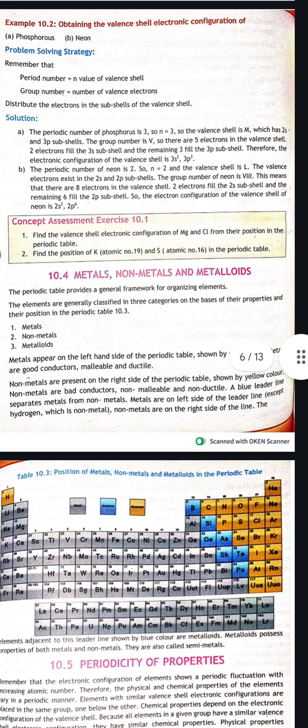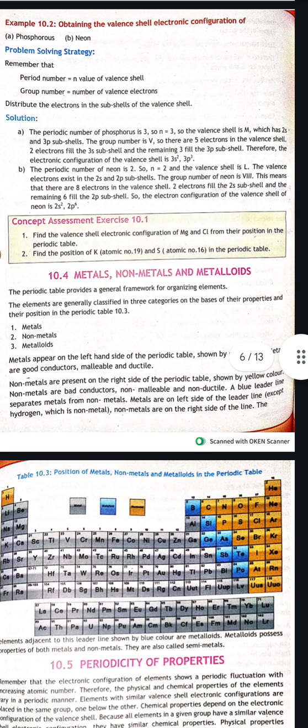Now we have the period number of neon, which is 2. So n is equal to 2 and the valence shell is L. The valence electrons exist in 2s and 2p subshells. The group number of neon is 8. This means that there are 8 electrons in the valence shell. 2 electrons fill the 2s subshell and the remaining 6 will fill the 2p subshell. So the electronic configuration will become 2s2 and 2p6.